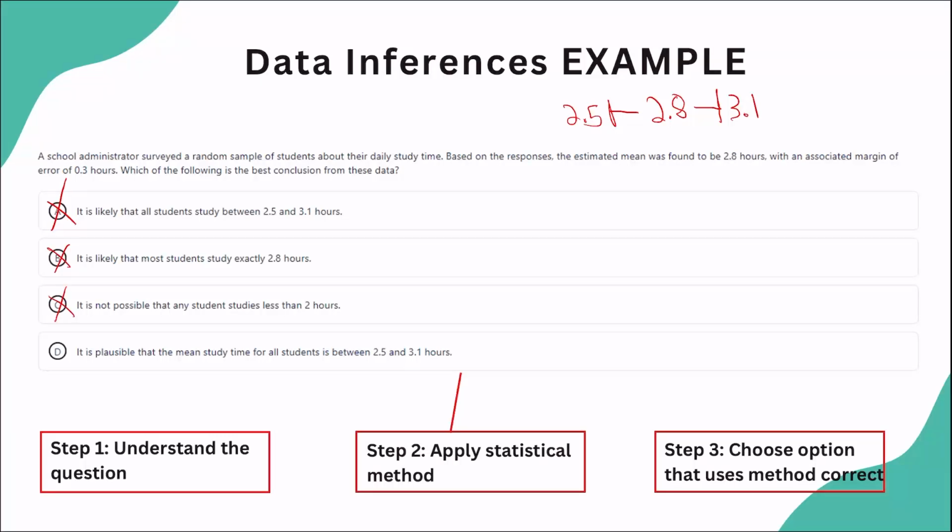And then D, it is plausible that the mean study time for all students is between 2.5 and 3.1 hours. So this one is actually exactly how we were describing it up here, that it is plausible that our actual mean for our population of students is going to be between 2.5 and 3.1 hours. So D is correct here.